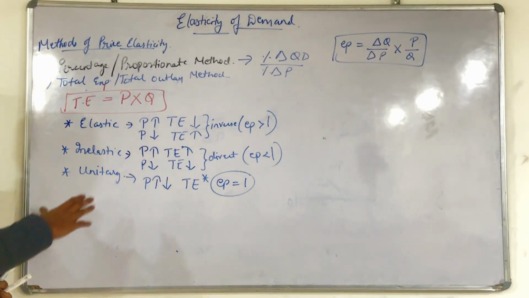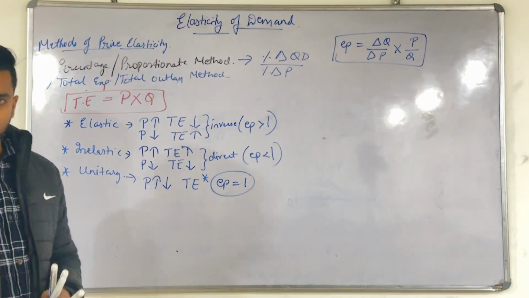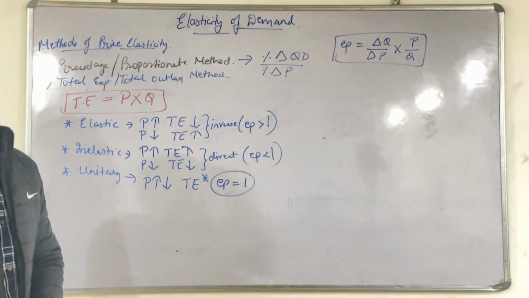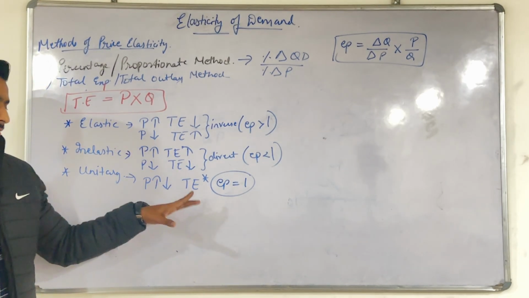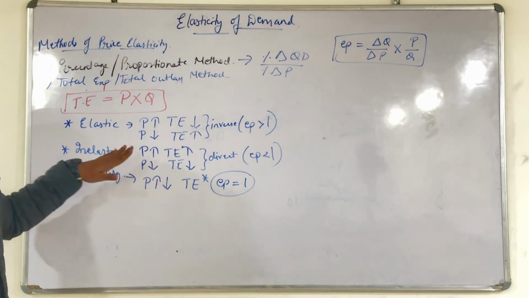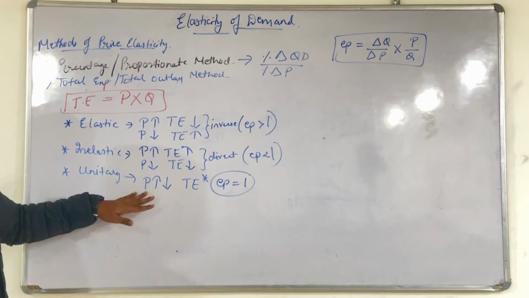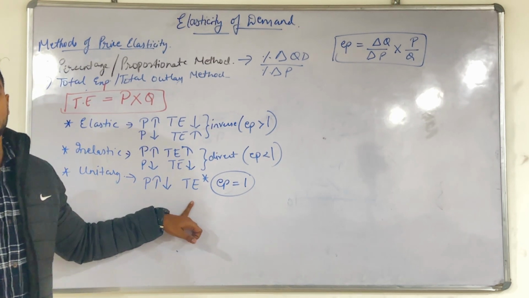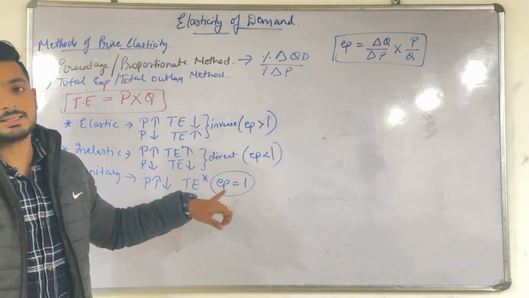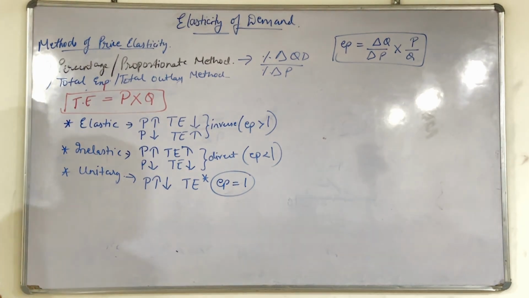Now price and total expenditure, when there is inverse relationship between them, that is known as elastic. When there is a direct relationship between them, that is inelastic. And when there is no relation, price increases or decreases, total expenditure remains the same, that is unitary. Understood?